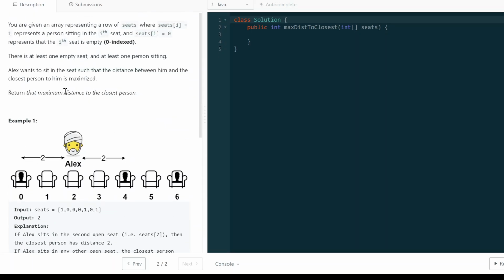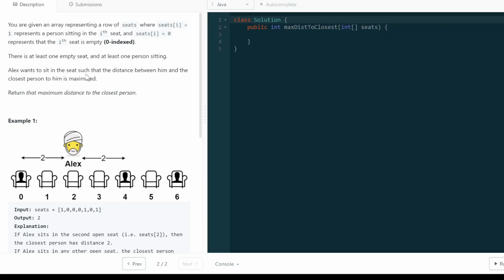Okay, let's see. The question is good. You are given an array representing a row of seats where seat[i] equals 1 represents a person sitting in the ith seat, and seat[i] equals 0 represents that the ith seat is empty. Now there is at least one empty seat and at least one person sitting. Okay.